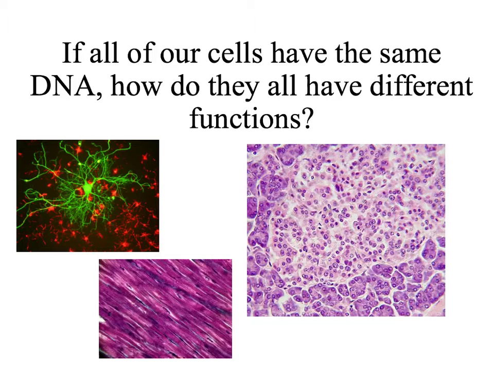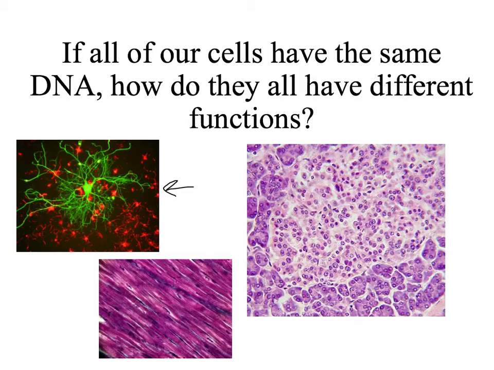The question is, if all of our cells have the same DNA in them, which they do, all the same chromosomes, all the same genes, how do they have different functions? This first picture here is a neuron, or a nerve cell. Think about the things that your nerve cells do. They send messages to your brain and then back from your brain to your muscles. So they have a very specific job.